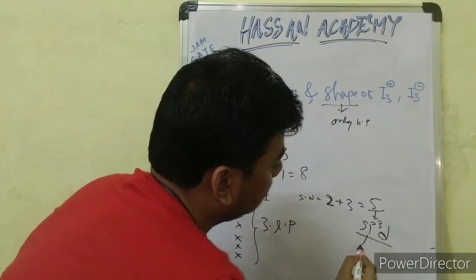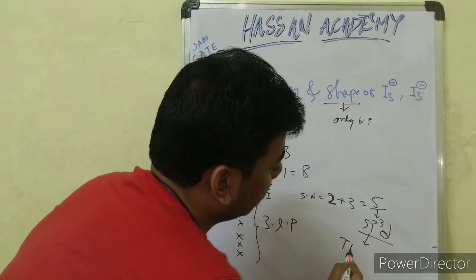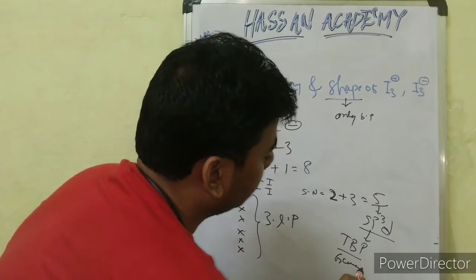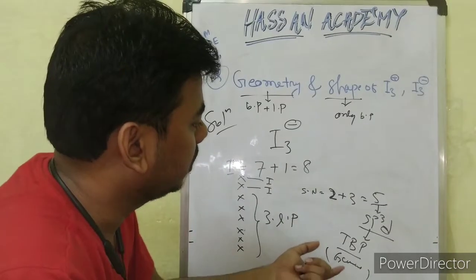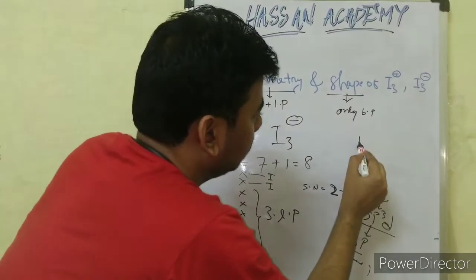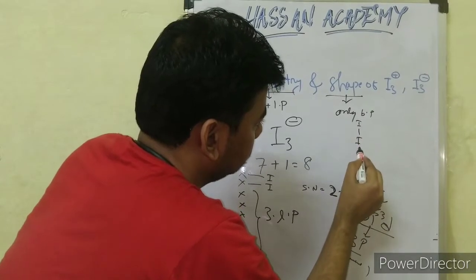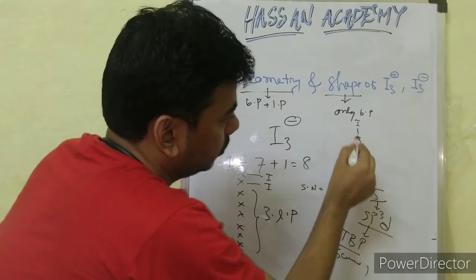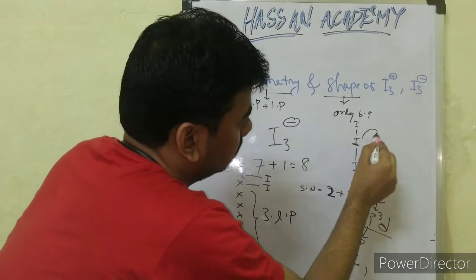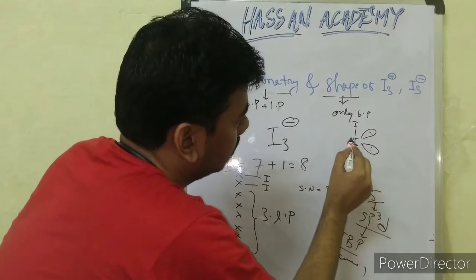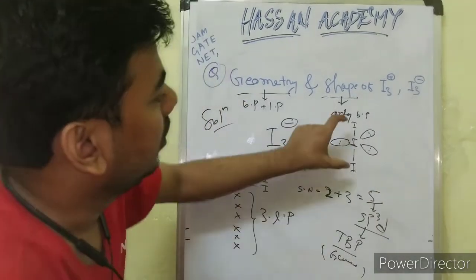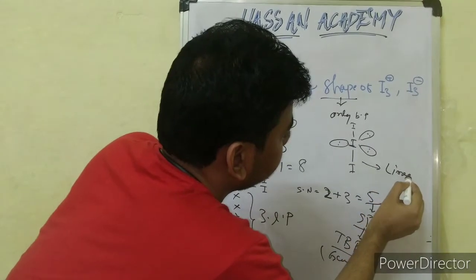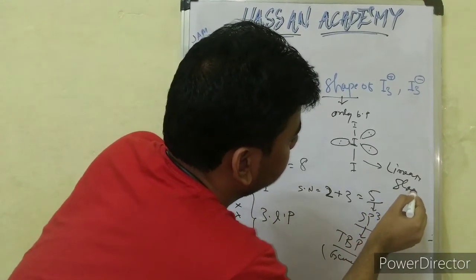The sp3d geometry is trigonal bipyramidal. Once you get sp3d, the geometry is always trigonal bipyramidal. But now you need to keep 3 lone pairs also. So how can you keep them? This is the central iodine, making bonds with 2 other iodine, and 3 lone pairs are there. You can keep the lone pairs in equatorial positions and the 2 iodine in axial positions. So that is a linear shape.